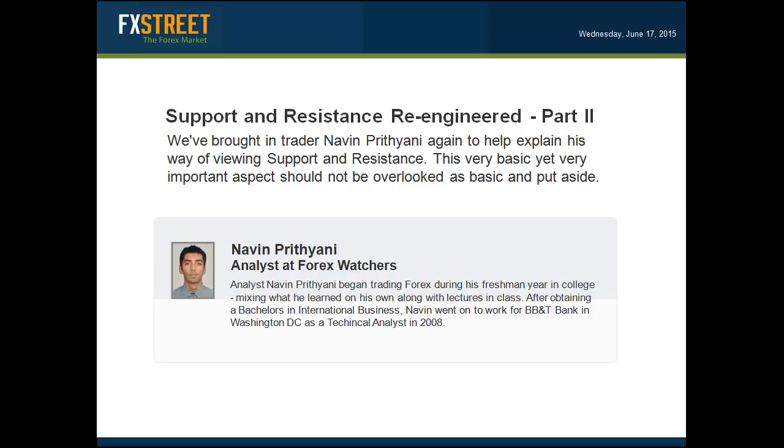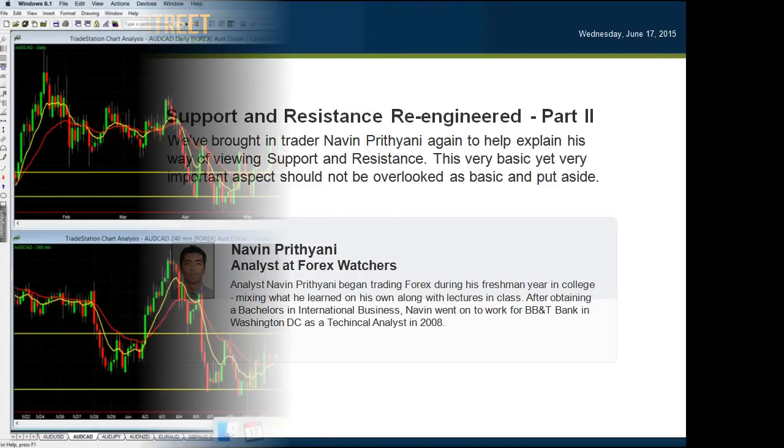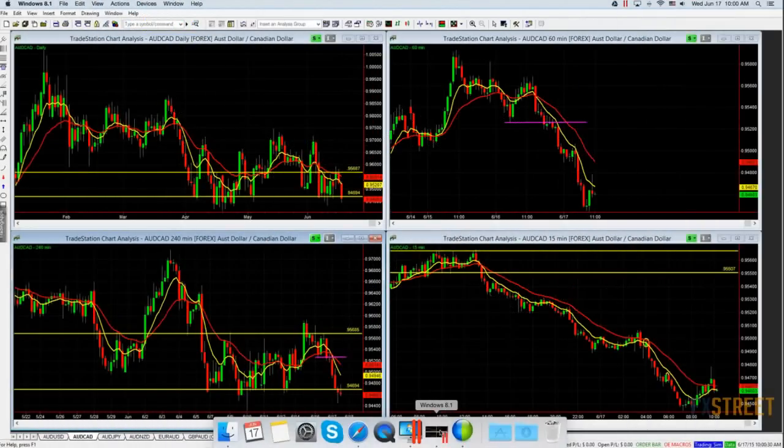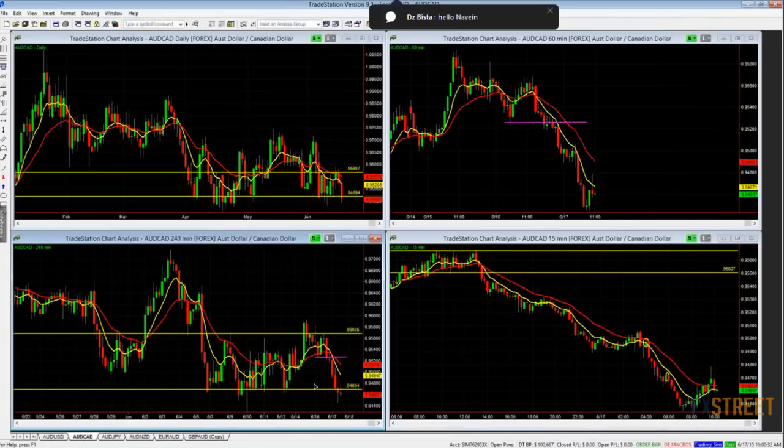Okay, I'm not going to use my TradingView today, my TradeStation. I think it's easier for you guys to see my TradingView up here. Okay, how's everyone doing?